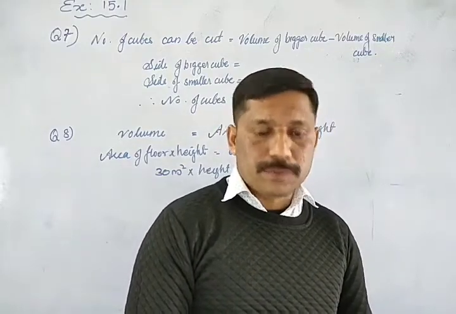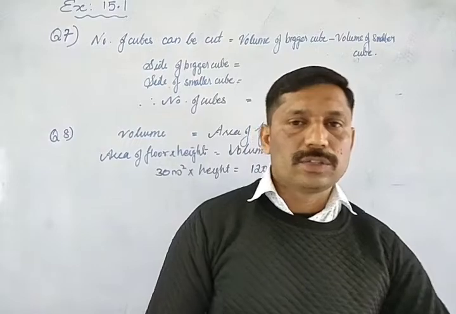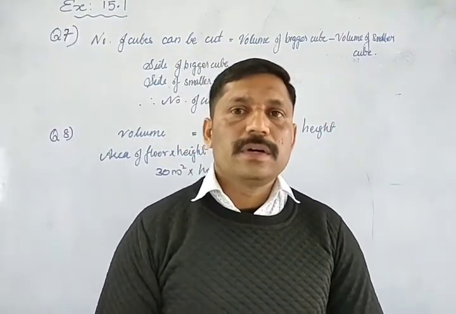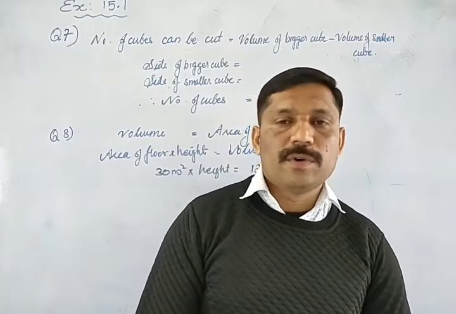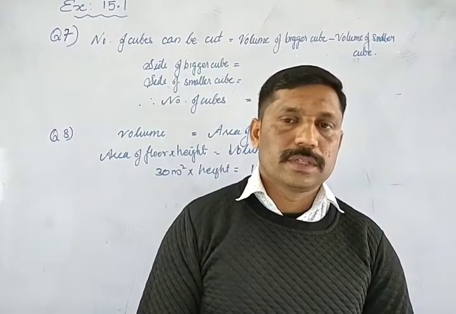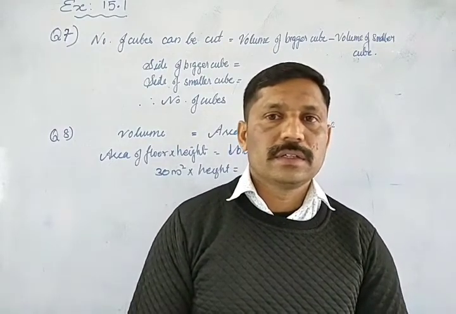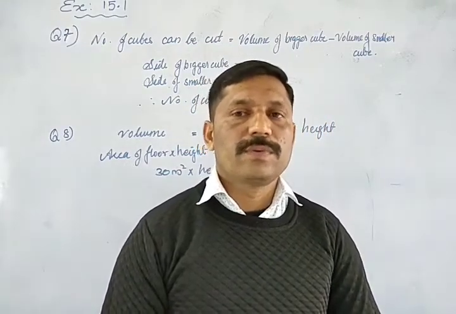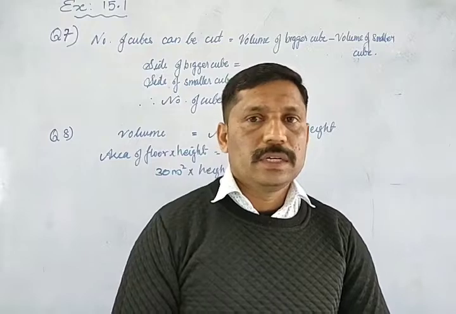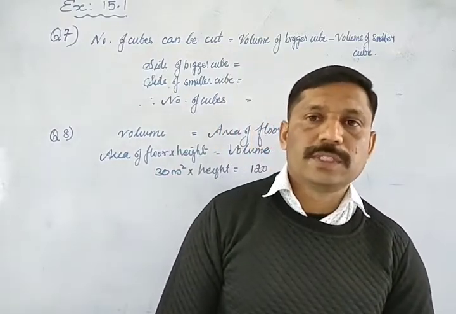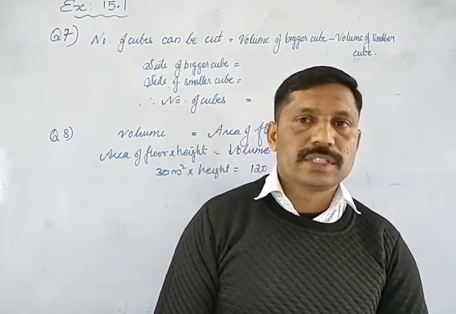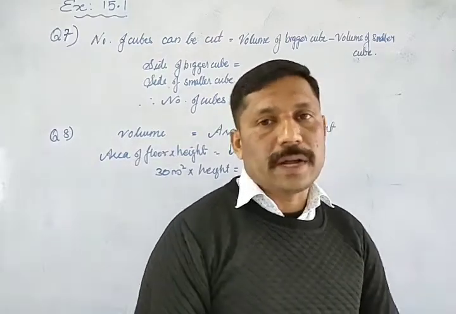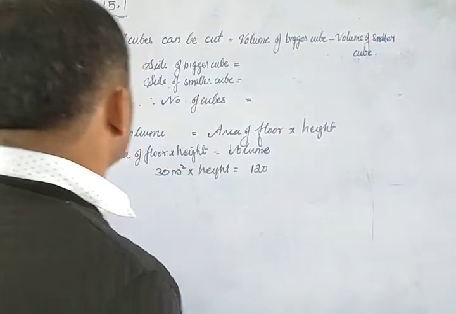So the number of cubes that can be cut is equal to the volume of the bigger cube divided by the volume of the smaller cube. The side of the cube is given so that we can find out the volume of the cube. Volume of cube is equal to side cube. So find the volume of both cubes and divide those volumes, then we get the number of smaller cubes that can be cut out. So let us listen, students, here.